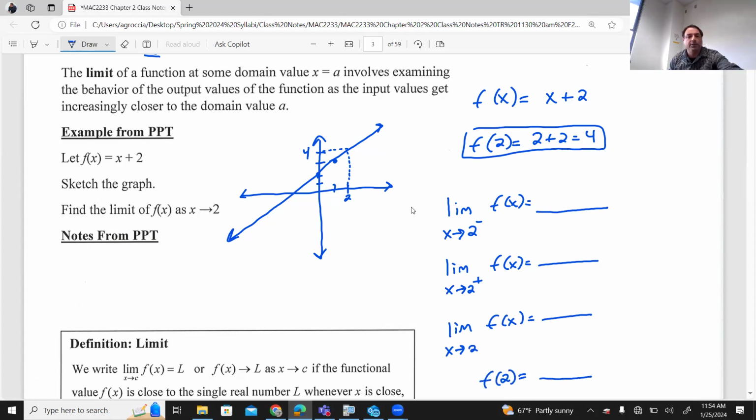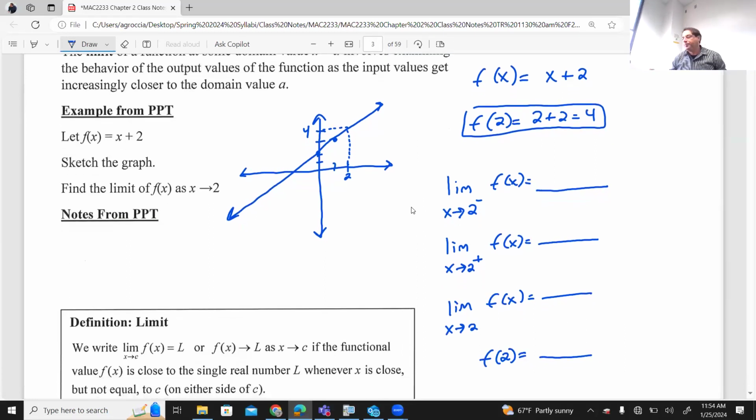So take a minute, just kind of look at that. And then we're going to talk about this idea of a limit, right? And what a limit means is what happens as we get closer and closer to 2. Not when we get there. But what happens as we get closer and closer to 2?